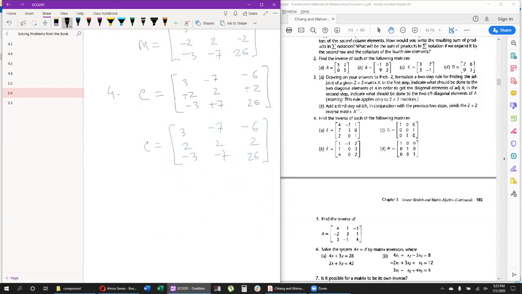Let's move on to step 5, which is finding the adjoint of E, which is simply the transpose of the cofactor matrix. So we have 3, minus 7, minus 6, 2, 3, minus 7, 6.